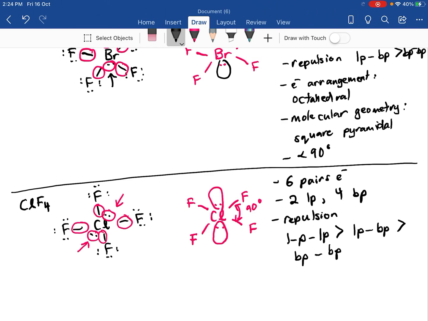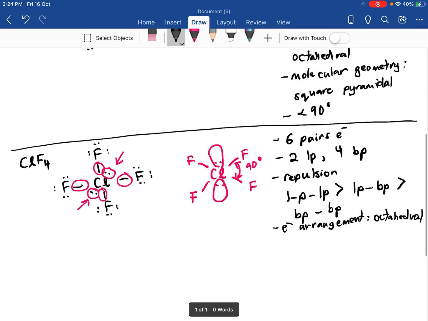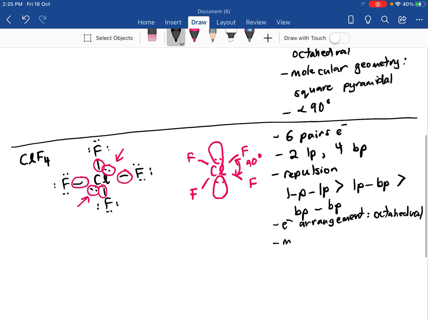So because of this, the electron arrangement is still the same, which is octahedral. The molecular geometry now becomes square planar, and the angle will become 90 degrees.